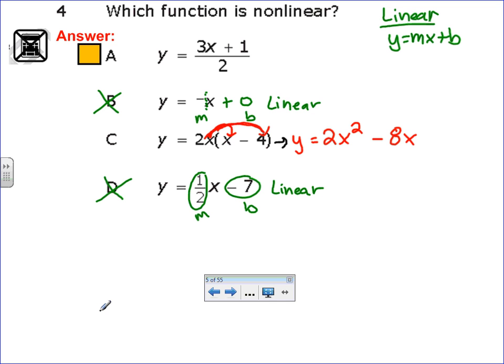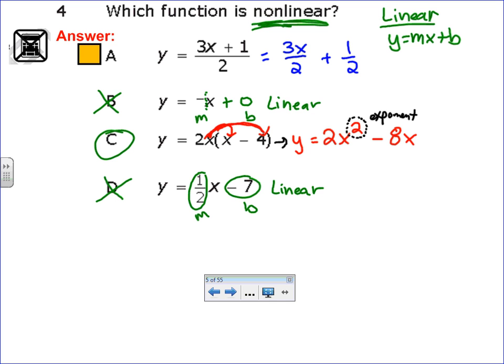Well, there's a big problem because this is an exponent. Linear functions don't have exponents. So when it says which one is nonlinear, not linear, my answer is C. If you chose A, that was a close second. Probably because it was a giant fraction, but really what this means is, this is the same thing as saying 3x divided by 2 plus 1 divided by 2. Well, when you write it like that, you see that 3 over 2 is your slope, and 1/2 is your y-intercept, which means that this is also linear. That's why it can't be A.